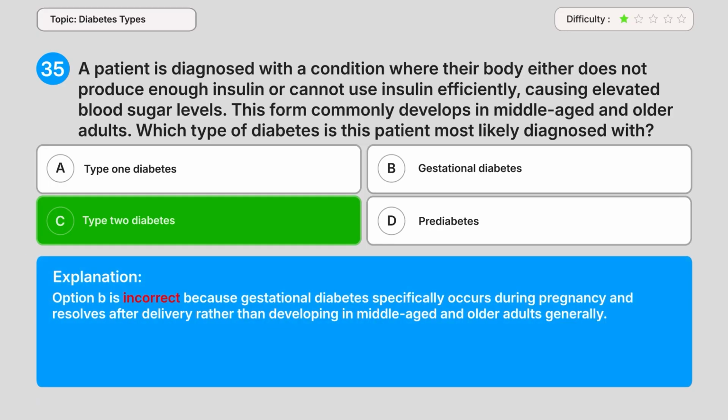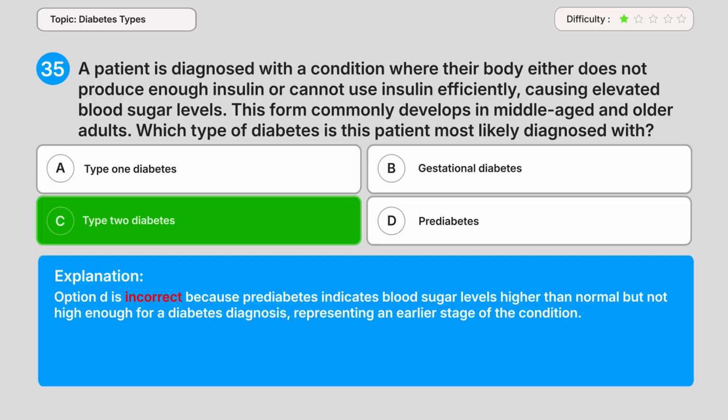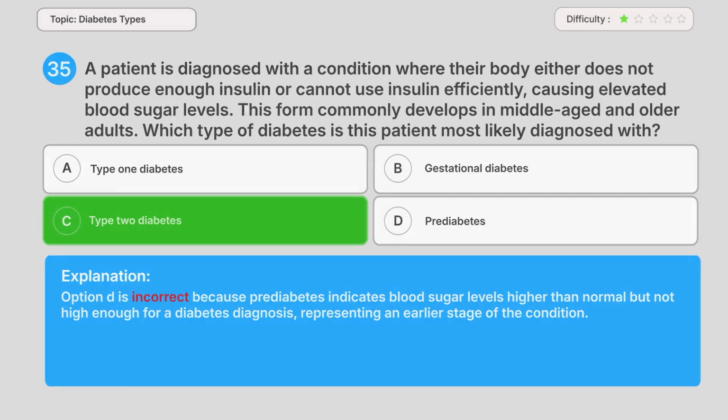Option B is incorrect because gestational diabetes specifically occurs during pregnancy and resolves after delivery, rather than developing in middle-aged and older adults generally. Option D is incorrect because prediabetes indicates blood sugar levels higher than normal, but not high enough for a diabetes diagnosis, representing an earlier stage of the condition.